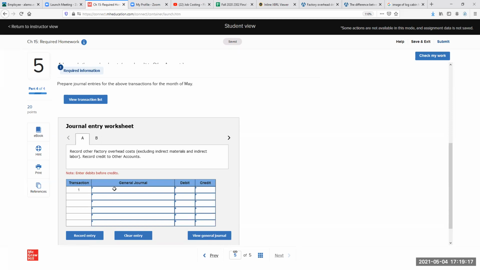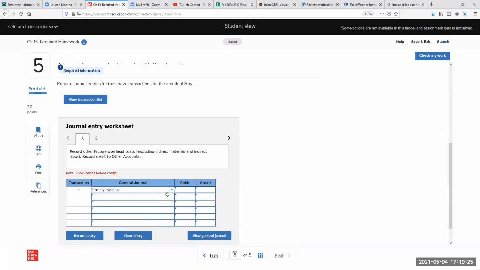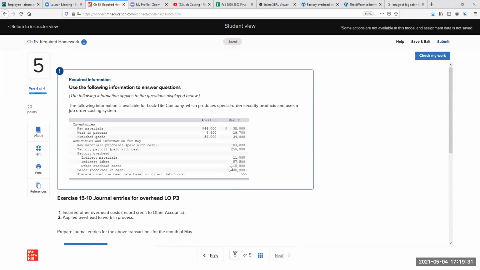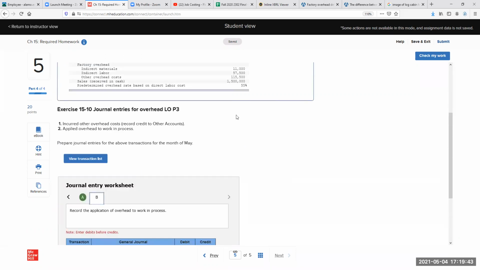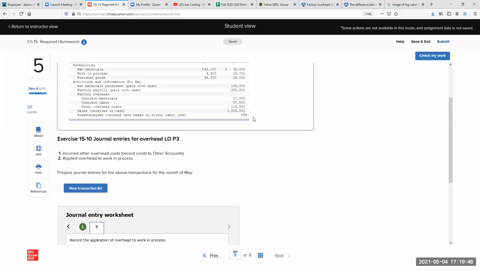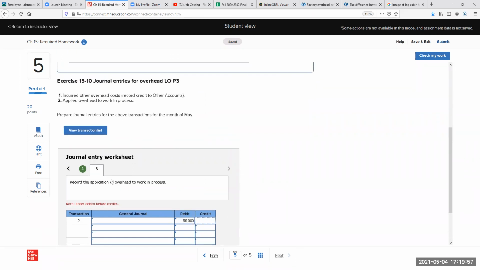Other factors, including direct materials, record credit to other accounts. So we're calling this factory overhead, but here it says credit to other accounts. And then the amount here was 115,500. All right. Then what do they want here? Record the application of overhead. So now remember, it was 55% of our direct labor, which was 92.5 times 0.55. So we applied 55,000. No, that can't be right.